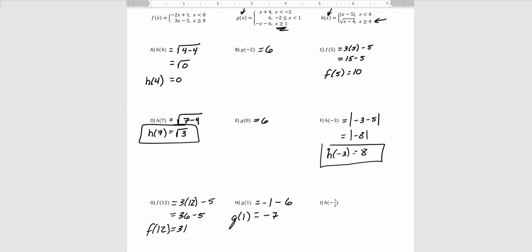Now, h of negative 1/2. Why you got to be mean like that, Mr. Carter? Throwing in some fractions.